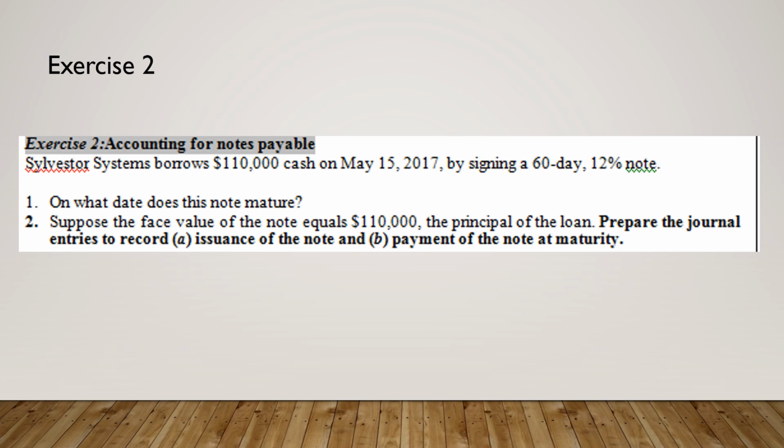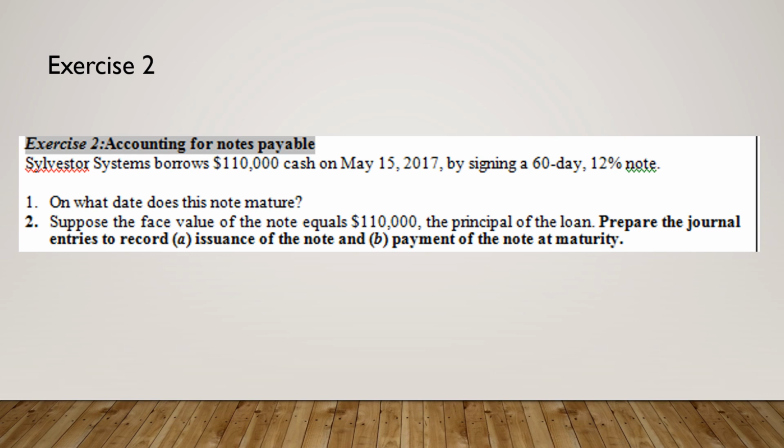Okay, moving to exercise 2, to solve on the notes payable. Exercise 2, accounting for notes payable. Sylvester Systems borrows $100,000 cash on May 15, 2017 by signing a 60-day 12% note. So here the amount of the loan or of the note is $100,000, and the date on which this amount is borrowed is the 15th of May 2017. For how many days? For 60 days. So the maturity date will be 60 days after the 15th of May. And the interest rate is 12%.